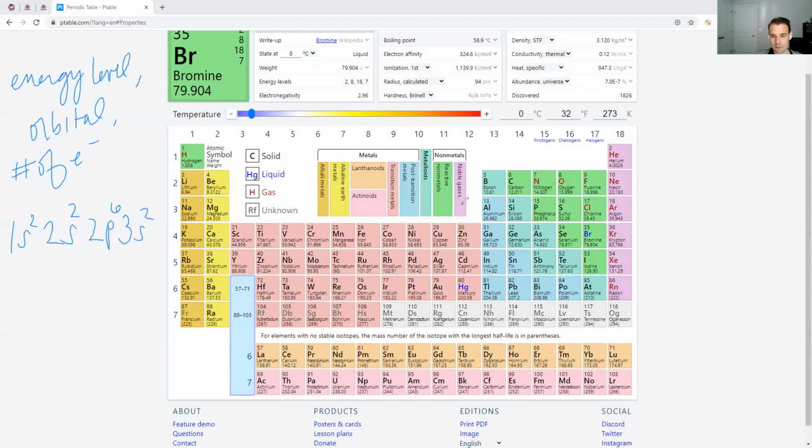Move down, down, down. Now I'm over here. I'm still in the third energy level, but I'm in the p orbital now, and then I just count to see how many electrons I get until silicon. So 1, 2. So it's going to be 3p2. And that is your electron configuration, the complete electron configuration for silicon.